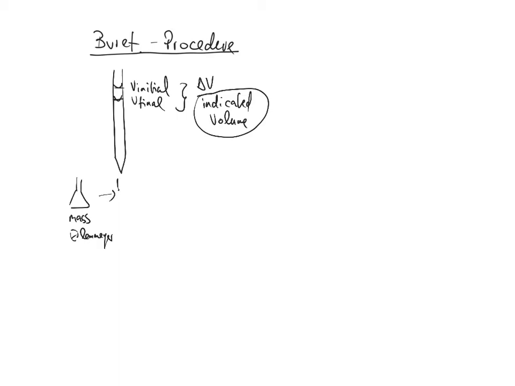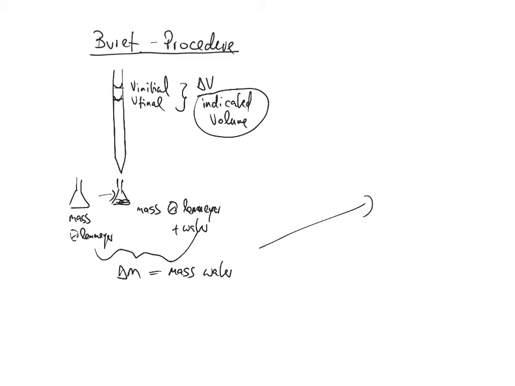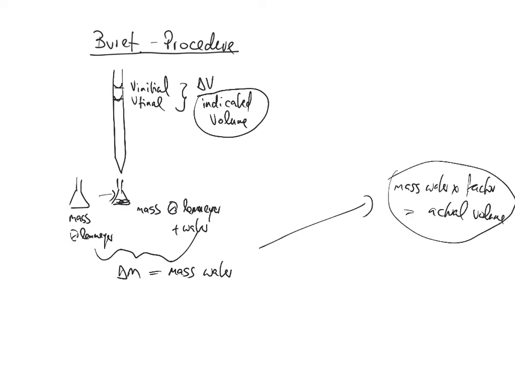Then I'm going to pipette some of the liquid into the Erlenmeyer flask, and I'm going to get the mass of the Erlenmeyer plus water. And of course, the difference in mass is the mass of the water. If I take this mass of the water and multiply by my correction factor, which I get from the table, so you have to measure the temperature of today's experiment, that gives me the actual volume. And now I can do a comparison on my calibration.